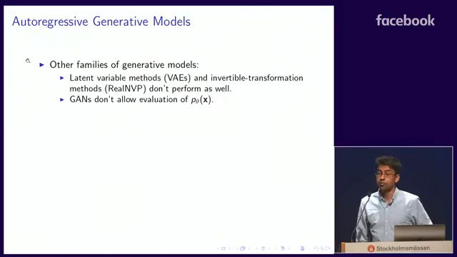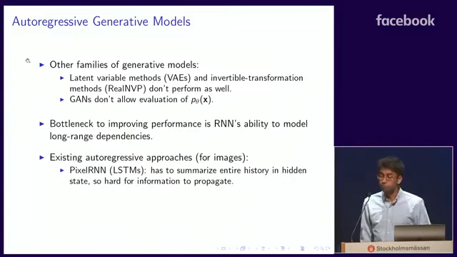Compared to other families of generative models, autoregressive ones are usually the best among the ones that let you evaluate the density. They're not at all comparable to GANs, because GANs don't let you evaluate the density. In this paradigm of autoregressive models, the bottleneck to getting better performance is how well the RNN that you choose can model long-range dependencies.